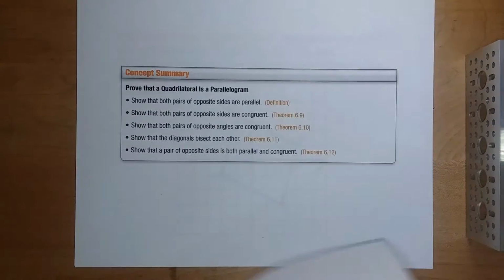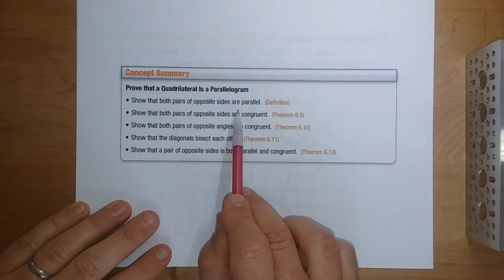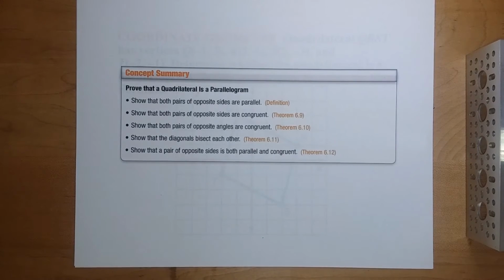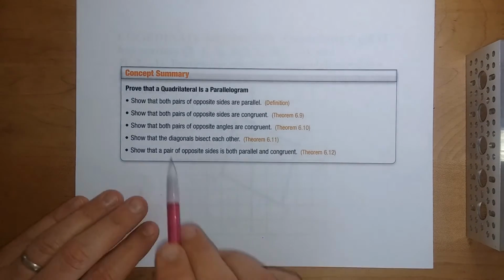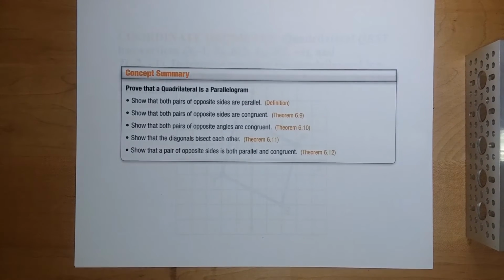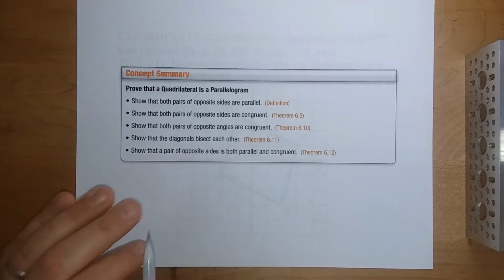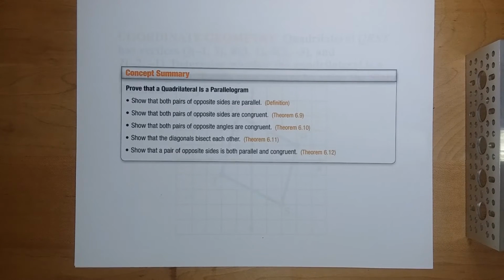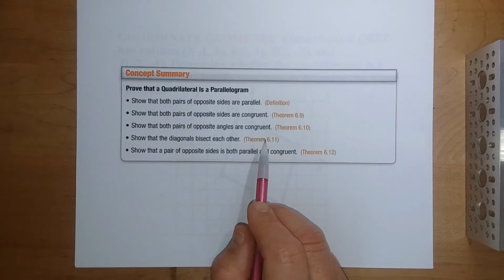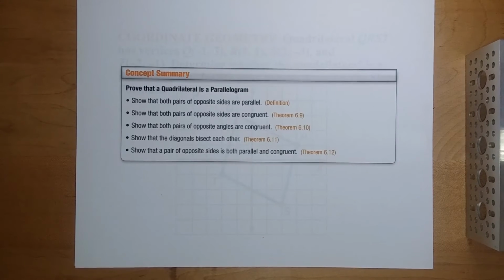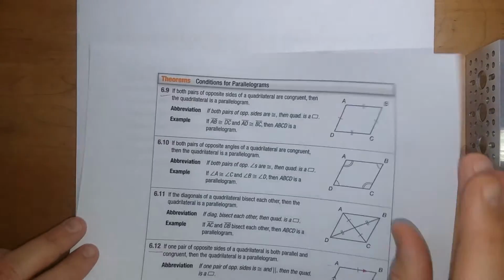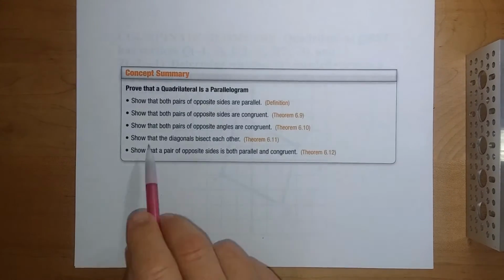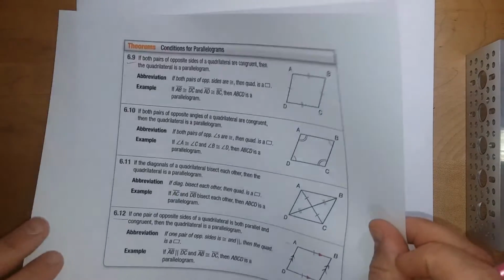All right. Let's take a quick summary of ways that we can prove that a quadrilateral is a parallelogram using the tests that we've learned. One, if you can show that both pairs of opposite sides are parallel, well, that is our very first definition of a parallelogram that we've looked at. So if you know that's true, you have proven you have a parallelogram. If you can show that both pairs of opposite sides are congruent, then that is enough information to prove that you have a parallelogram. That is this condition right here. If you can show that both pairs of opposite angles are congruent, that meets this condition right here.